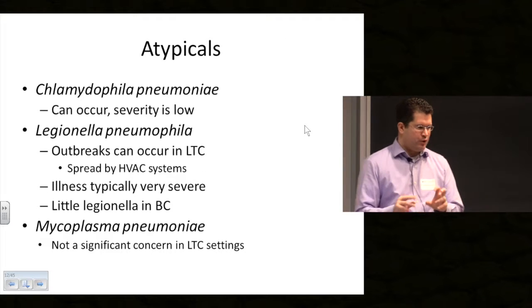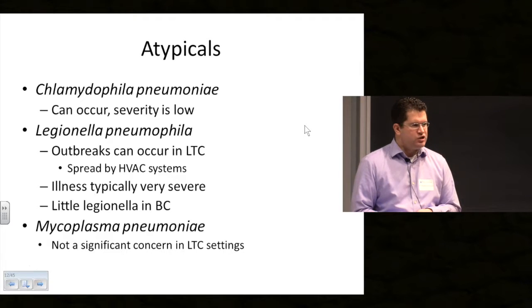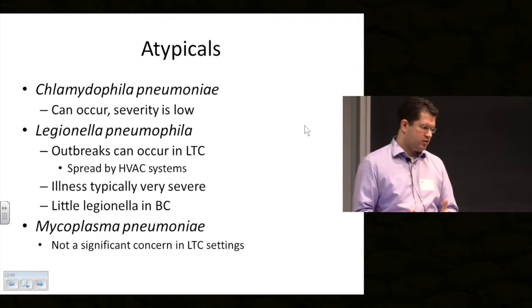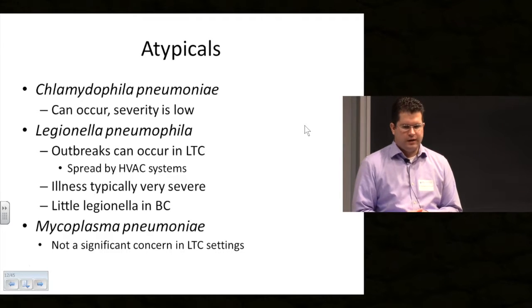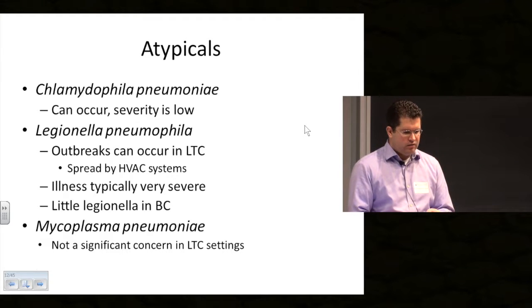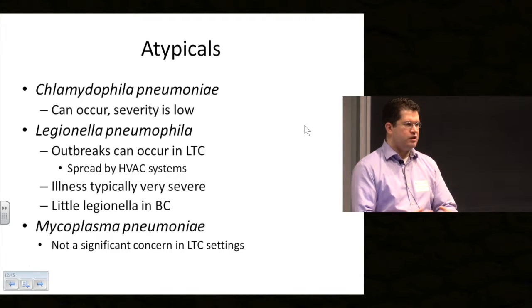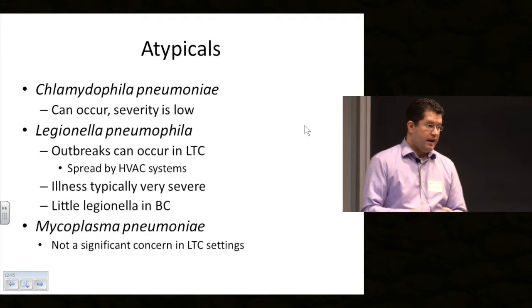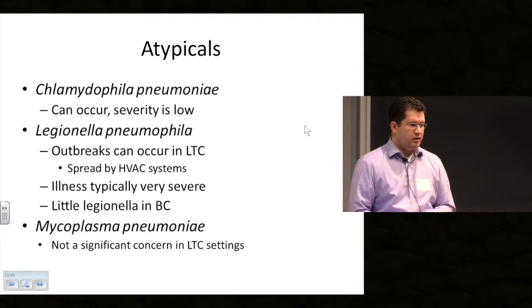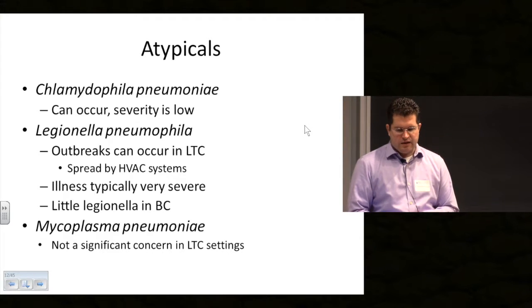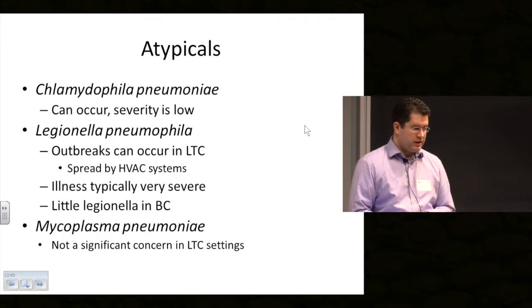We talk about atypical bacteria, and the three main ones are Chlamydophila, Legionella, and Mycoplasma. Chlamydophila can occur in long-term care, but it's generally a low severity infection. Legionella outbreaks can occur. Legionella, I'm sure many of you have heard, got its name from a Legionnaires convention in Philadelphia. The HVAC system at that hotel, the water was contaminated with Legionella, and it dispersed it and caused a huge outbreak of Legionella disease.